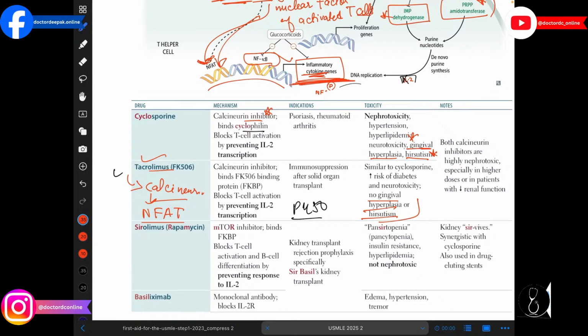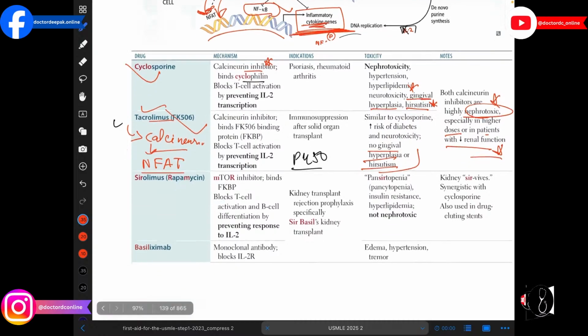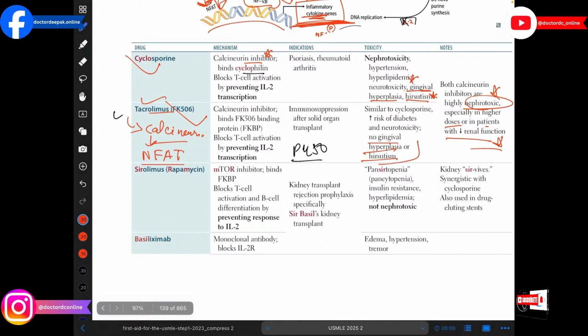Both calcineurin inhibitors are highly nephrotoxic, especially at higher doses or in patients with decreased renal function. So in a patient with renal failure, we do not prescribe cyclosporine and tacrolimus for immunosuppression. Our next drug is Sirolimus. We also say rapamycin.